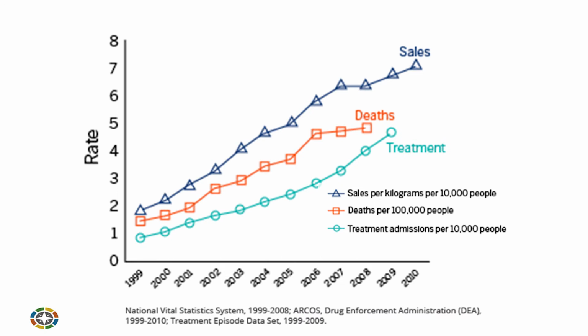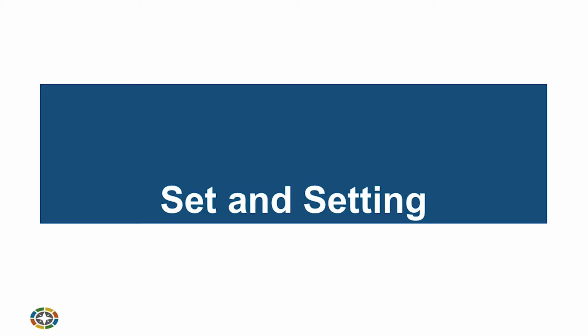This is a slide on the opioid epidemic, just looking at the concordance between sales, death, and treatment. So these are sales by kilogram of prescription opiates, deaths per 100,000 people due to prescription opiates, and treatment admissions related to prescription opiates. So what I'm about to get into is what I just mentioned before, which is that set and setting make a big impact on how addictive a substance is. It has just as much to do with how the molecule affects the brain as it is the context in which you're using that molecule in the first place.